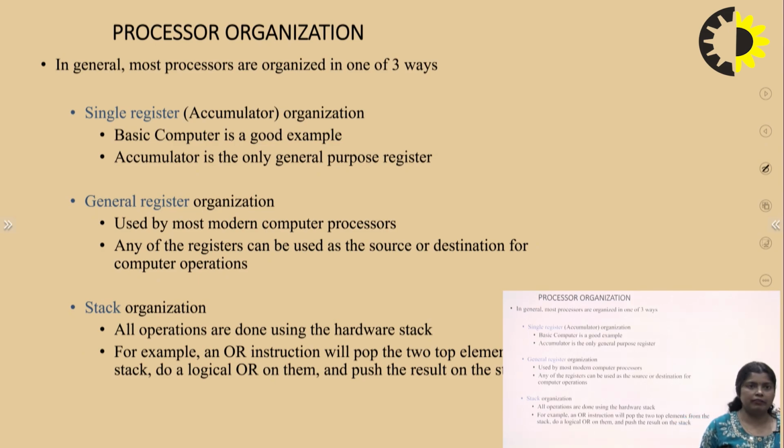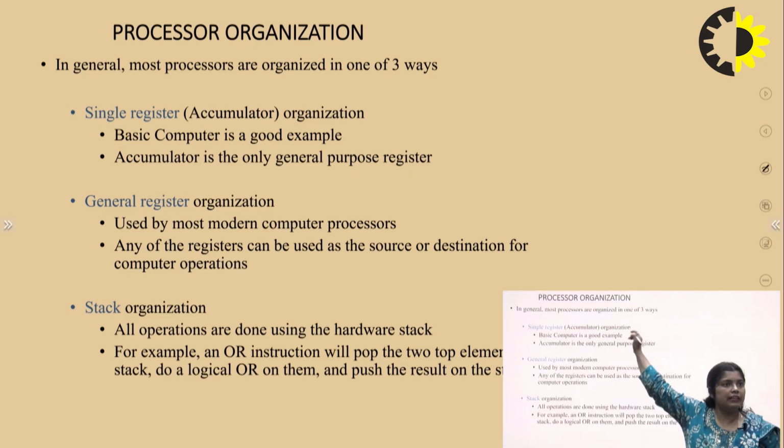Now, the processor organizations. There are 3 types of processor organization: first is the single register organization, next is the general register organization, and the stack. Today we are going to proceed with the general register organization. Processor organization means the arrangement of the registers, ALU, MUX and all these components in order inside the processor. That means how the data is stored, manipulated, and how the result proceeds to the output unit.